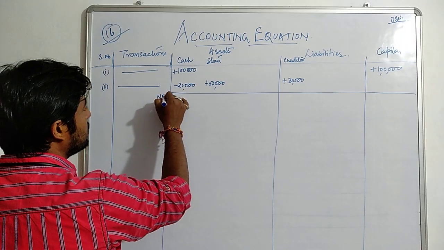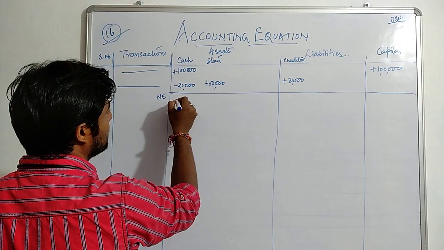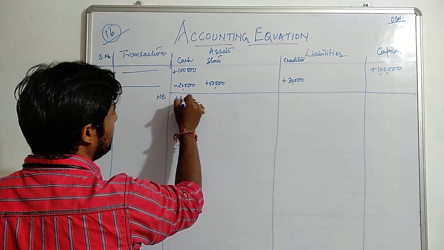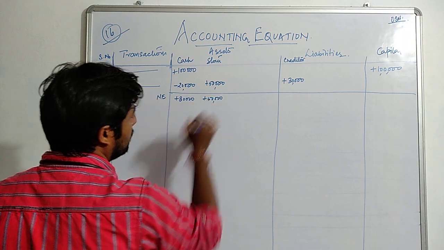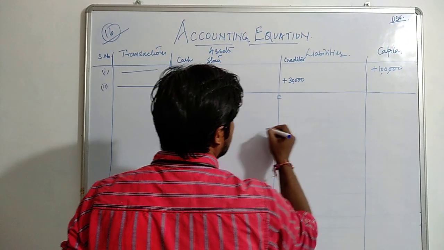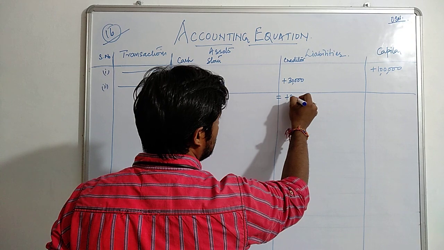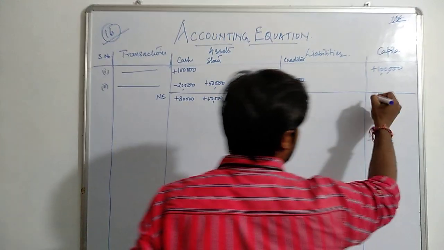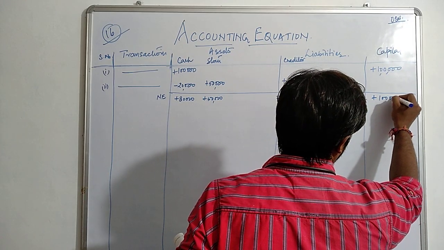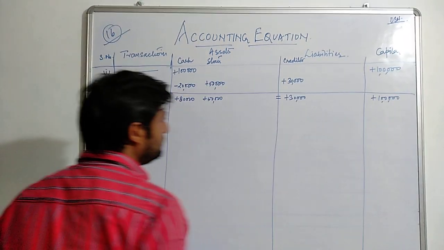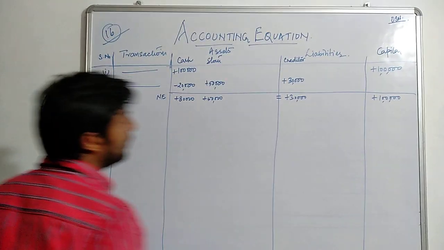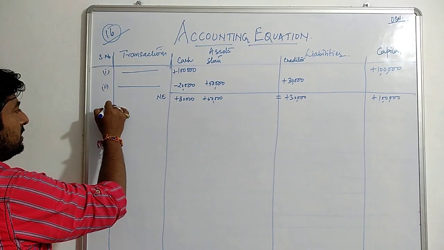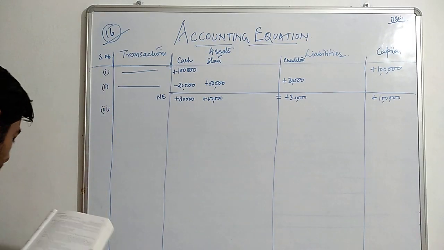Now see the new equation. What is the new equation? 1 lakh less 20,000, that is 80,000 positive. Here stock increased by rupees 50,000. Here creditor increased by rupees 30,000. And here your capital level is increased by rupees 1 lakh. Equation is equal. 8 plus 5, 13. And here also 1,30,000.